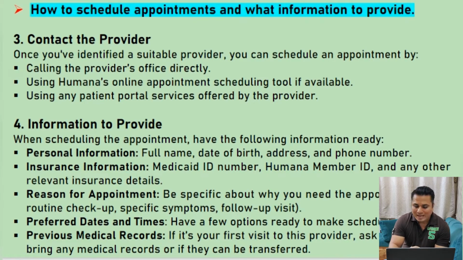Insurance information, Medicaid ID number, Humana member ID, and any other relevant insurance details. Reason for appointment. Be specific about why you need the appointment. For example, is it a routine checkup, specific symptoms, follow up visit? Okay, now preferred dates and times. Have a few options ready to make scheduling easier. Previous medical records. If it's your first visit to the provider, ask if you need to bring any medical records or if they can be transferred.